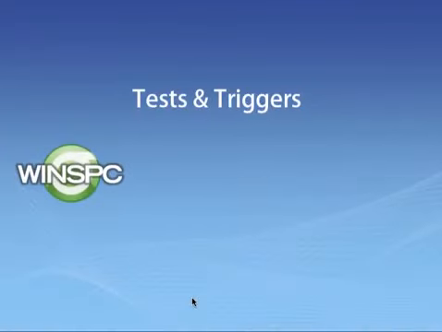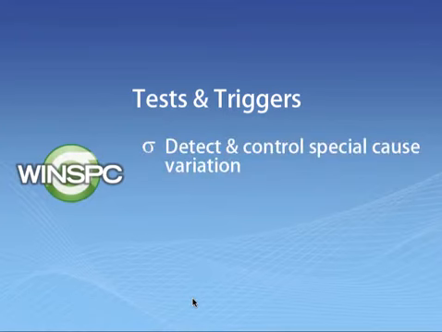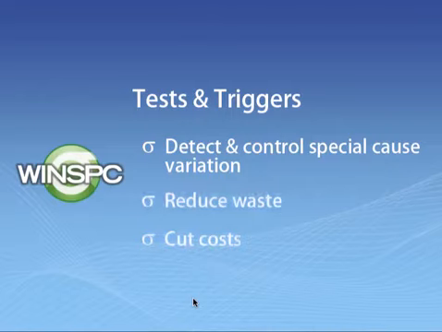Control test templates, tests, and triggers are the foundation of real-time SPC. Fully used, they can optimize the detection and control of special cause variation and, in many cases, return millions of dollars to a manufacturer's bottom line as a result.